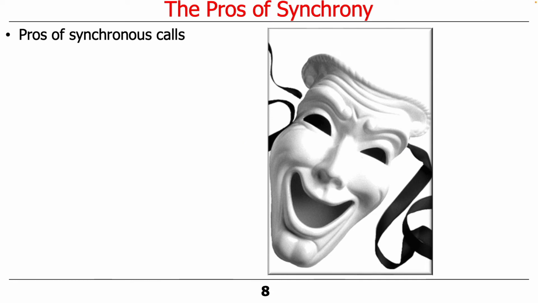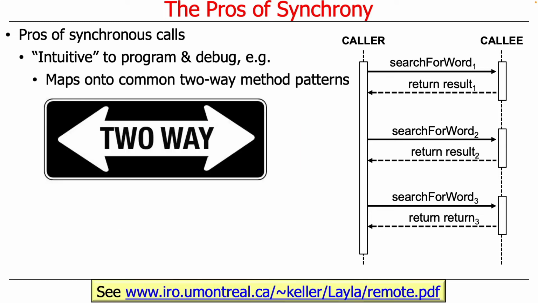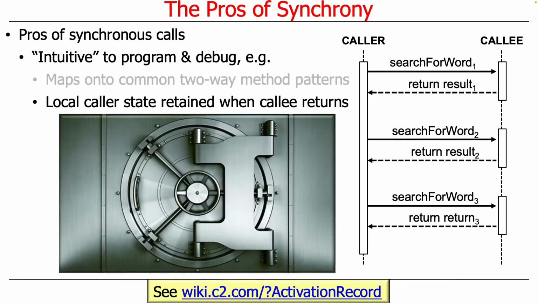Well, there's some good things about this model. One of them is it's relatively intuitive to program and relatively intuitive to debug. And the reason, of course, for that is we've done this most of the time we've programmed. It would be a rare person who started out with asynchronous programming. Maybe if you started with JavaScript or something like that, and promises and so on in JavaScript, you might have learned asynchronous programming first, but it's kind of unlikely. And it's intuitive because it maps onto these two-way request-response method patterns.